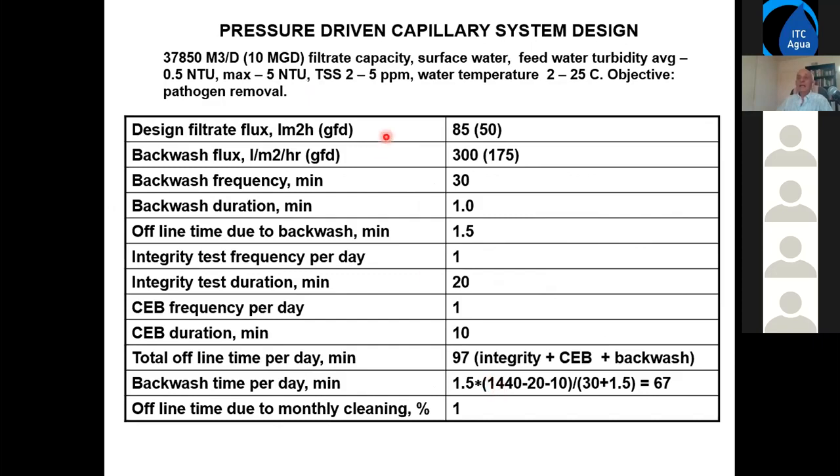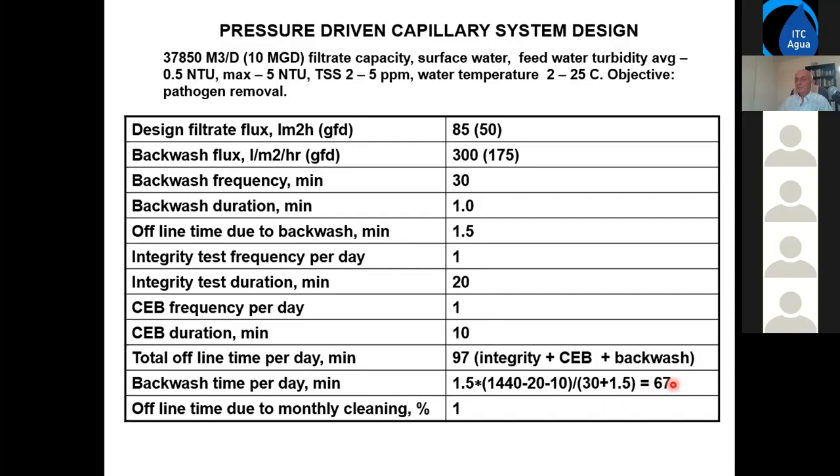So let's see, we have the design flux 85 LMH and backwash 300 every 30 minutes, duration 1 minute, off time 1.5 minutes, with half a minute for opening and closing the valves, integrity test once a day, 20 minutes, CIB 10 minutes. So now the total off time. We have 1440, this is minutes in a day, minus 20 minutes integrity, minus 10 minutes CIB, and this happens every 31.5 minutes. So this is 67 minutes, okay?